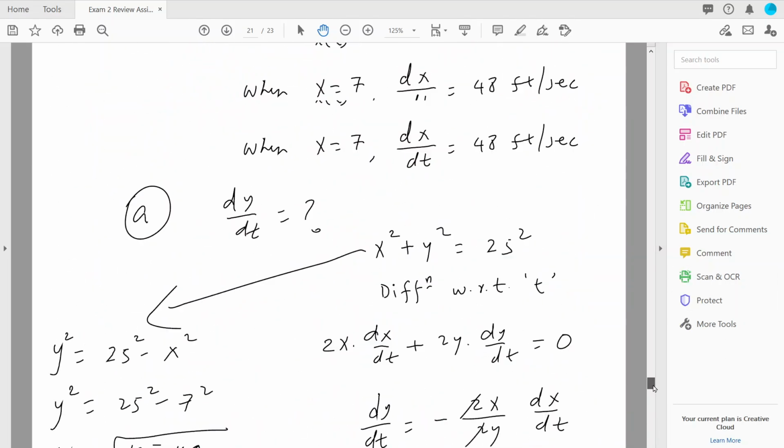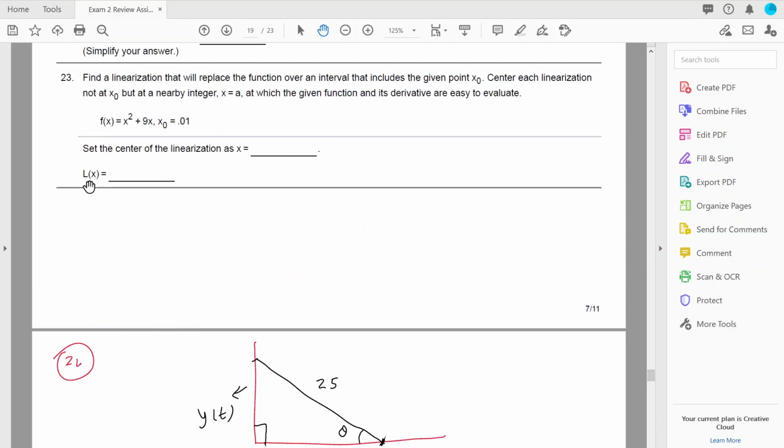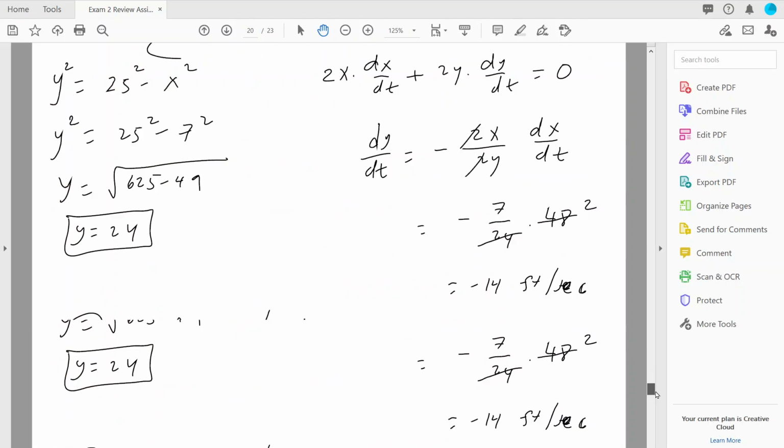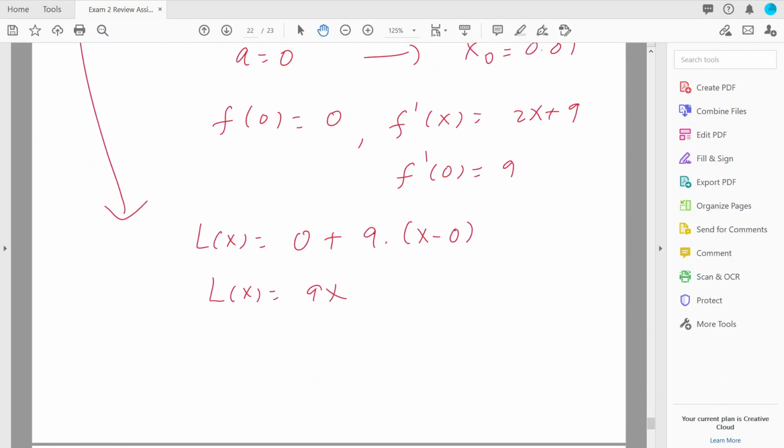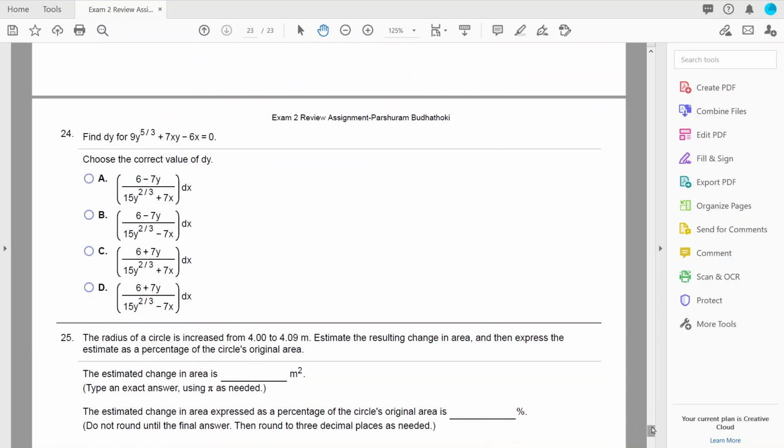Okay, so if we go here, the value of L of x, say the center of the linearization at x equal to 0, and linearization is 9x. So the answer for this 23 is 9x. Okay, so that's 23. Let's go to 24.